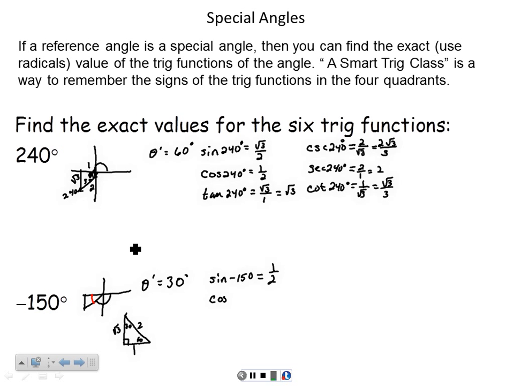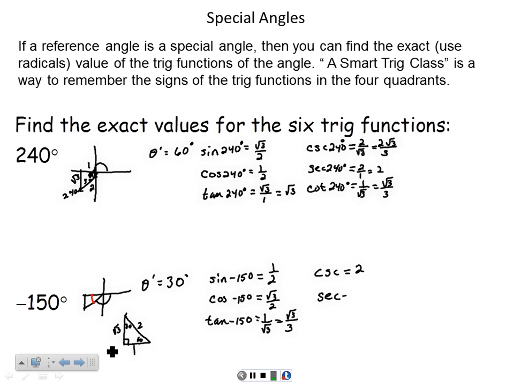Cosine of negative 150 is going to be adjacent over hypotenuse, so that's going to be square root of 3 over 2. And then tangent of negative 150 is going to be opposite over adjacent, so we're going to have 1 over the square root of 3, which is going to be the square root of 3 over 3. Now if we do the inverses, so we have cosecant. Cosecant of negative 150 is going to be 2 over 1, which is just 2.